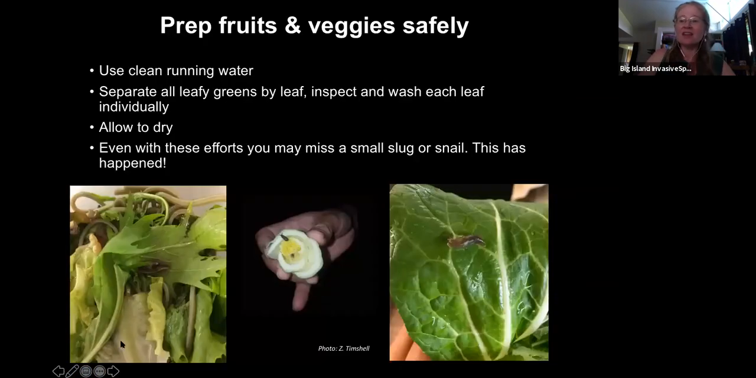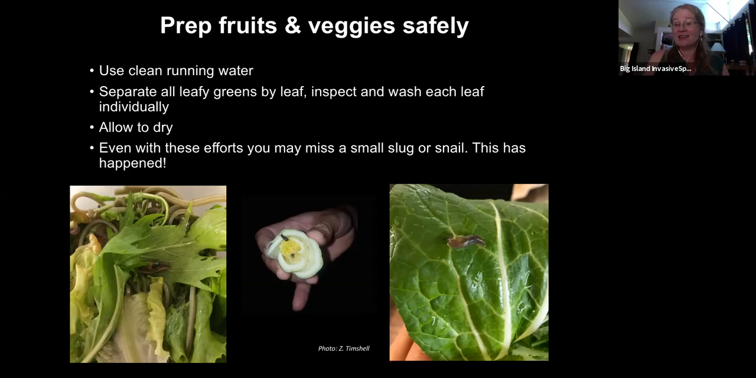And again, we're taking all of these steps to reduce our risk. So you want to eat your fruits and veggies. What can you do? Use clean running water, not soaking. Soaking is not a good method of cleaning your veggies for rat lungworm. Use clean running water, not the salad spinner. You really have to do this by hand, each leaf, looking at it carefully, making sure there's no debris on it, no potential teeny tiny slug hiding in those greens.